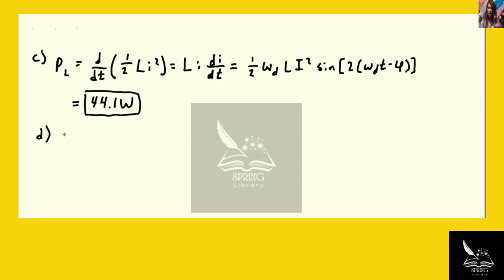So now the rate of energy dissipation in the resistor is I squared R. So we know that that's going to be I squared R, and then just the square of the time-dependent part of the current. So this is 14.4 watts.